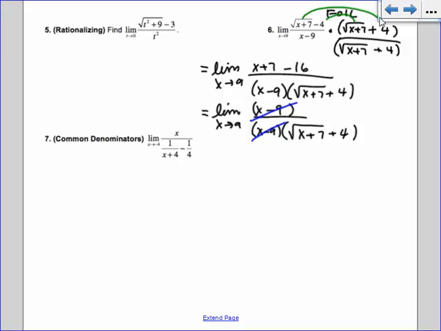So when you plug in 9, we still have a 1 on top, and then we have the square root of 16 plus 4. So we get 1 over 4 plus 4, which is 8. So 1/8 is our answer. Does that make sense?